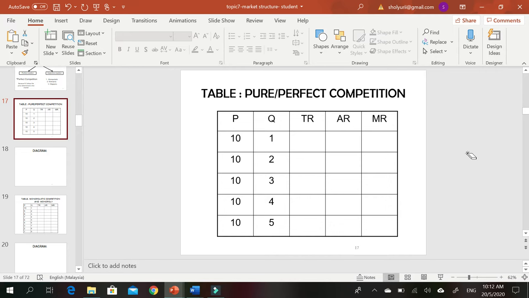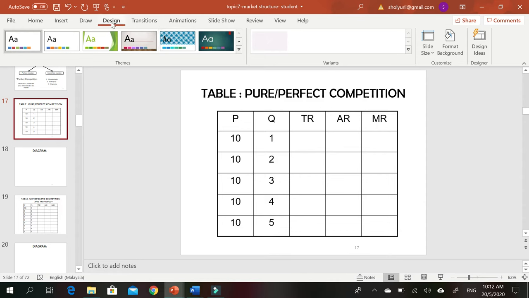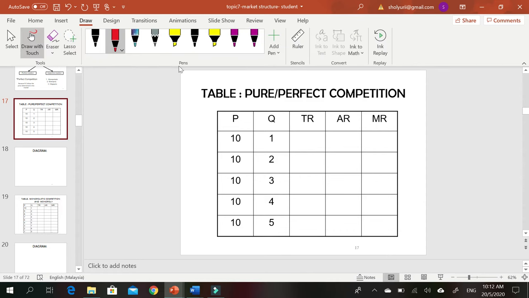Alright, now let's do our calculation. Very simple calculation. See here, how to find total revenue here. I already told you, right? Okay, the formula of total revenue is basically P times Q. So this is our P, this is our Q, times what? 10. Times 2? 20. 30. 40. 50. That's it.